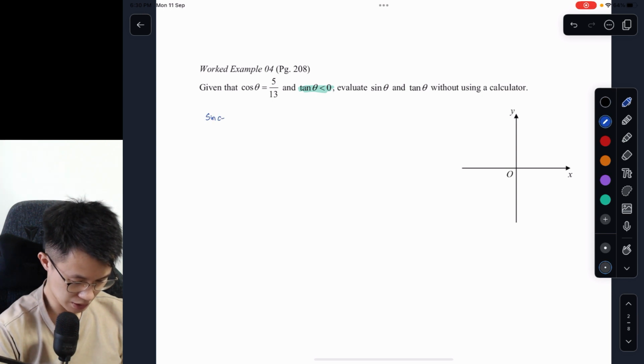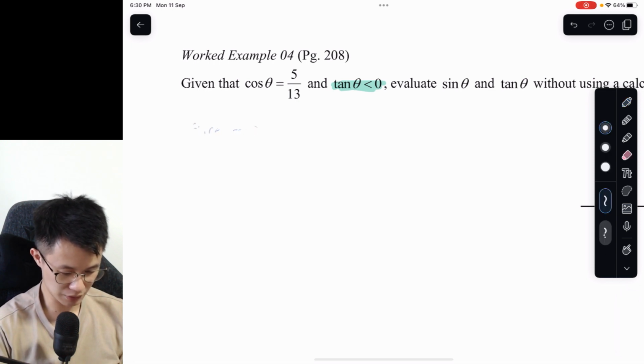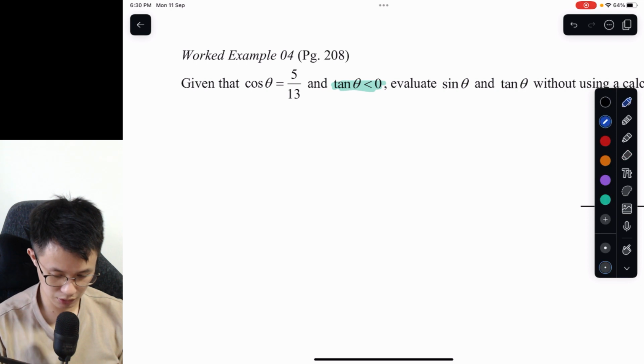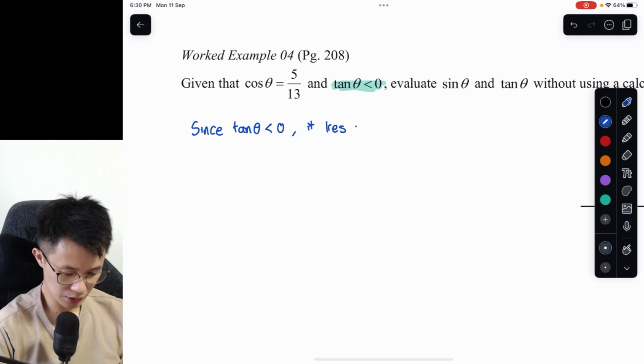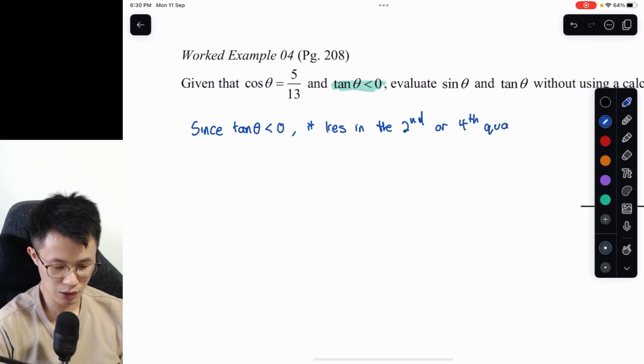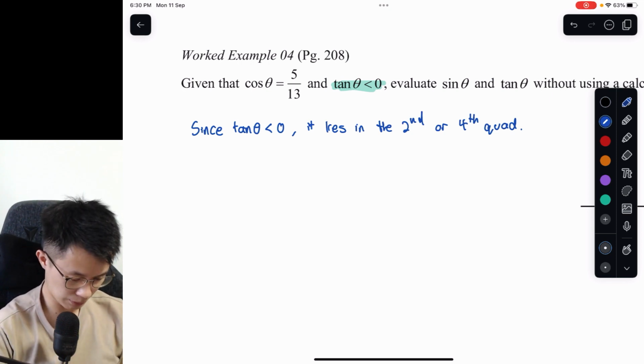So we can say that since tangent theta, let me erase this first and maybe use a bigger one. Okay, so since tangent theta is less than 0, it lies in the second or fourth quadrant, right? ASTC. So tangent is always positive in the first and third, so it will be negative in the second and fourth. With that, we have that cosine theta.